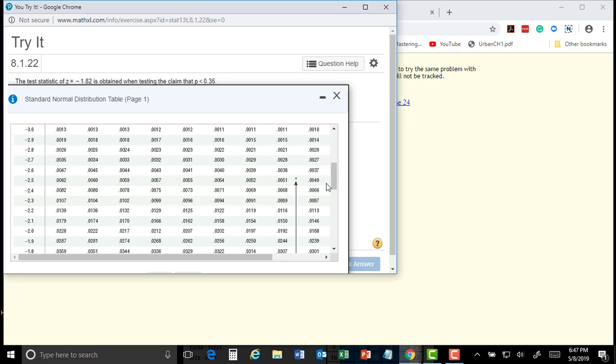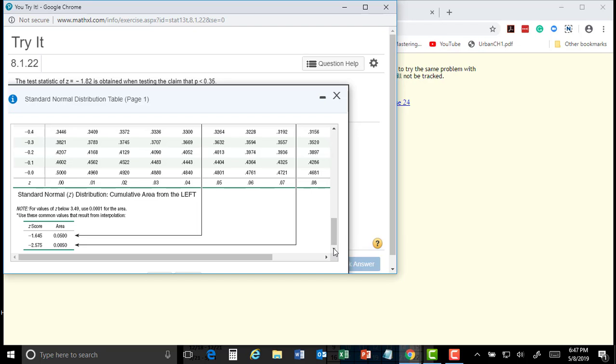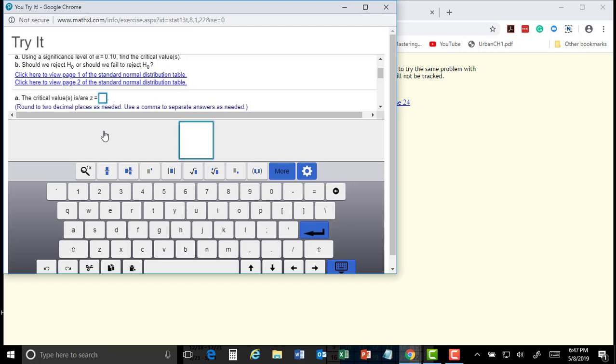It's 0.0344. Let's see, where am I at now? Am I done with this? 0.34, okay. Is it 0.0344? Oh, yeah, let me go back. What do they want here? Critical value? Oh, round to 2.